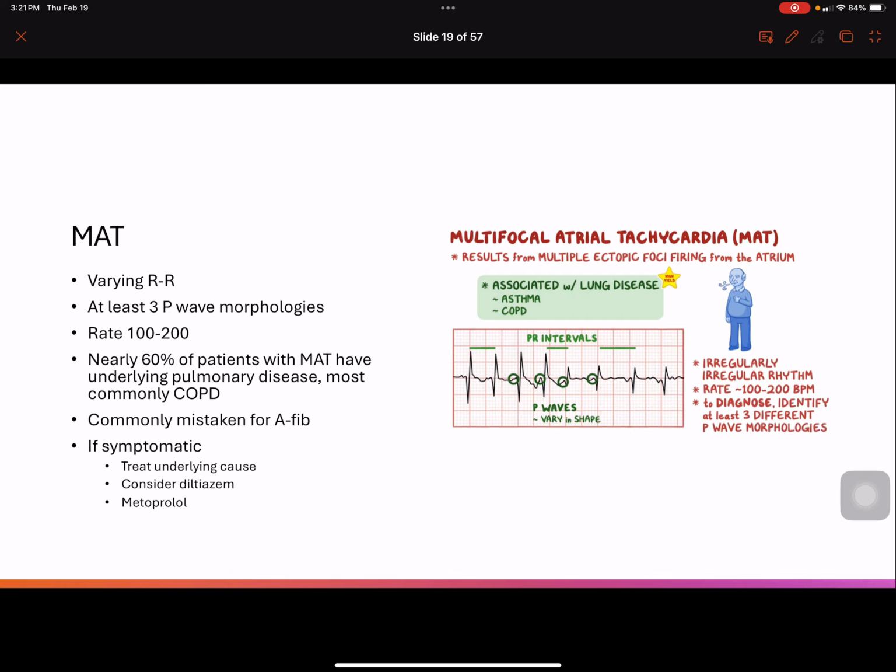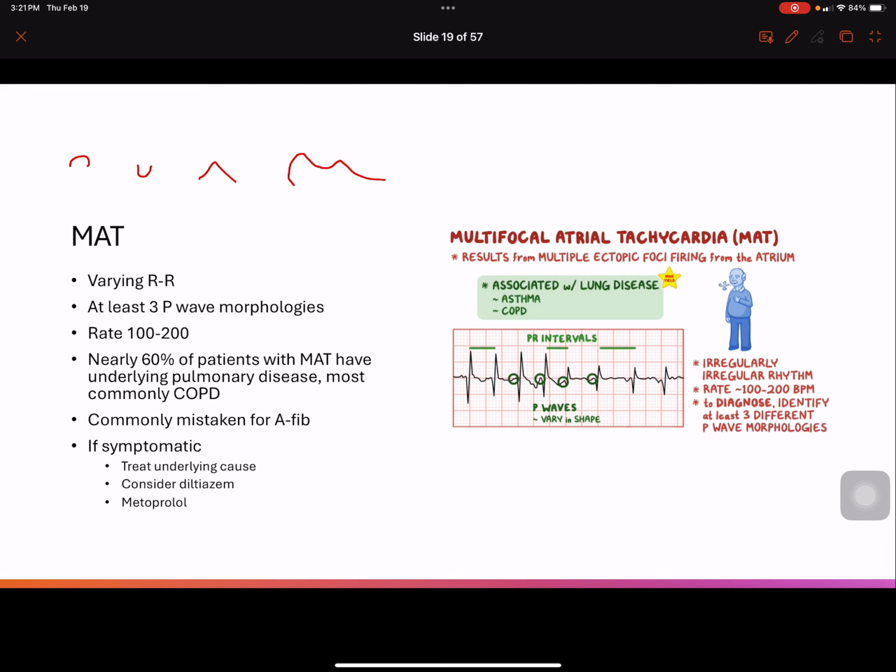Essentially what it means is we have a narrow complex tachycardia with differing PR intervals, and we have differing P wave morphologies. We can have a P wave that might look vertical, we can have a P wave that's inverted, we can have a widened P wave, we could have a P wave that has a saddle hump in it, and all of those different P waves indicate we have a pacemaker coming from somewhere else. So we have an atrial beat coming from different parts of the atria. Multifocal atrial tachycardia is basically different ectopic foci firing in the atrium.